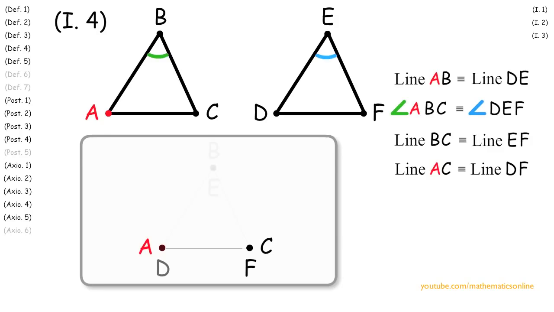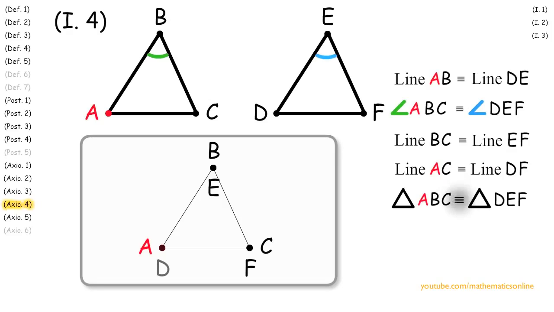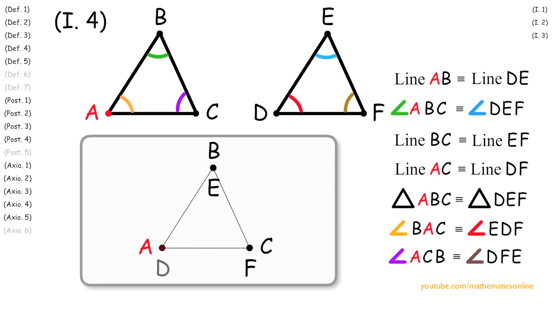So now the whole triangle ABC coincides with the triangle DEF, so by axiom 4, triangle ABC is congruent to triangle DEF. So now it follows that angle BAC is congruent to angle EDF by axiom 4, and angle ACB is congruent to angle DFE by axiom 4.